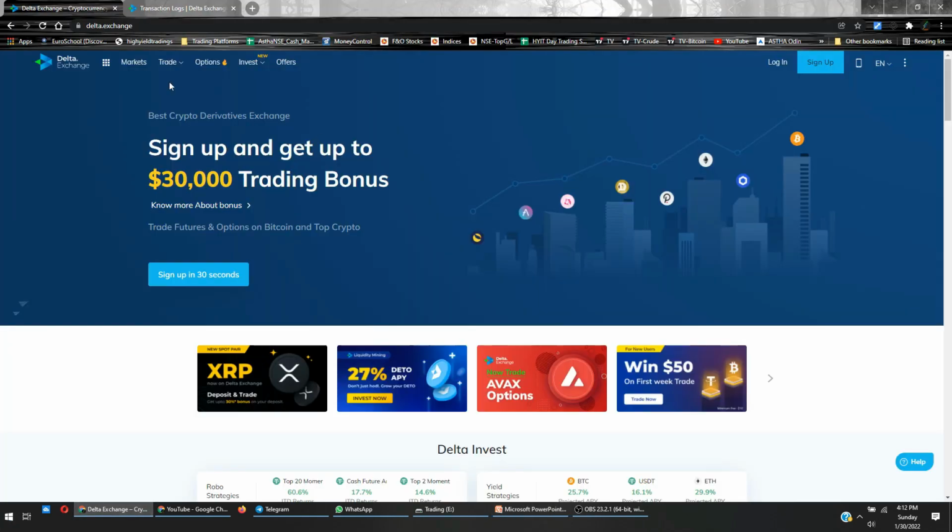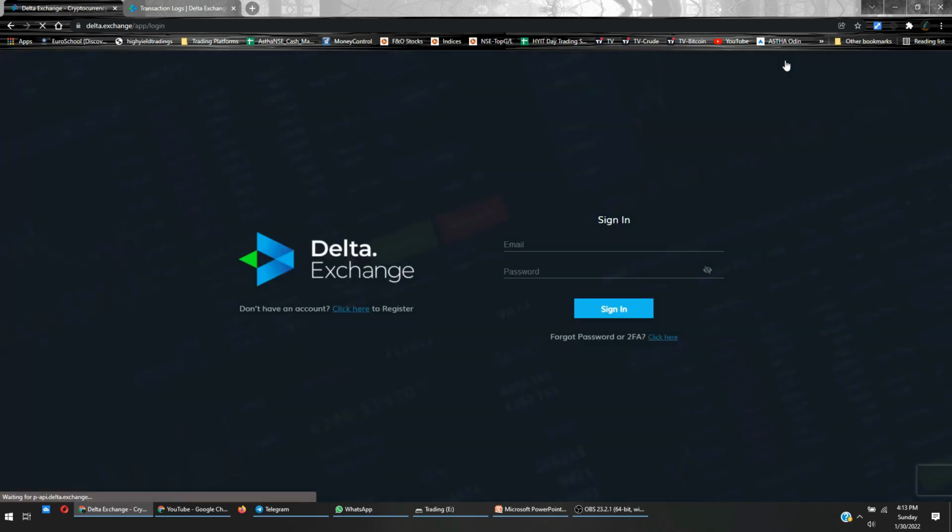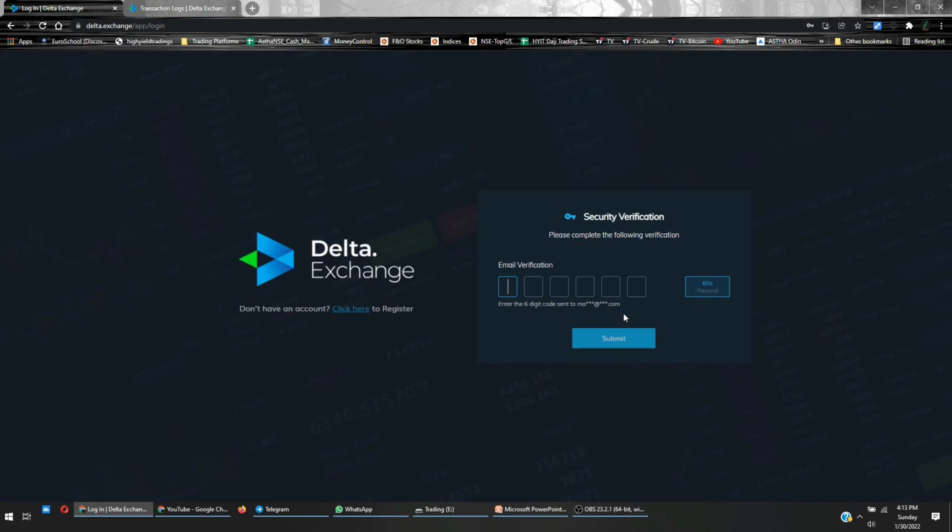So this is the Delta.Exchange website. You need to first click on login, and you have to put in your email address and password. Click on sign in, and that will send an email verification to your registered email ID. Okay, so you need to take the code from there and put it in here. So I'm just waiting for that mail.